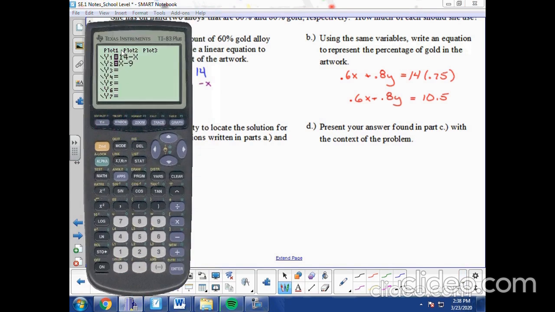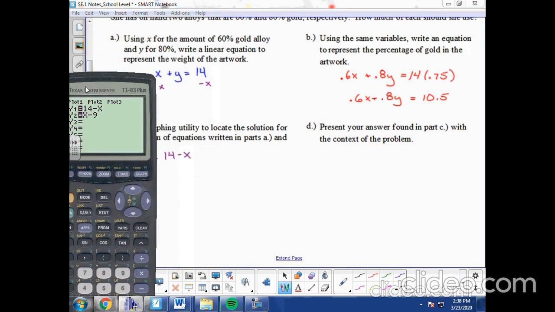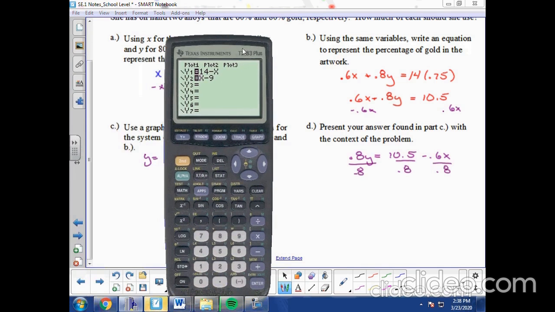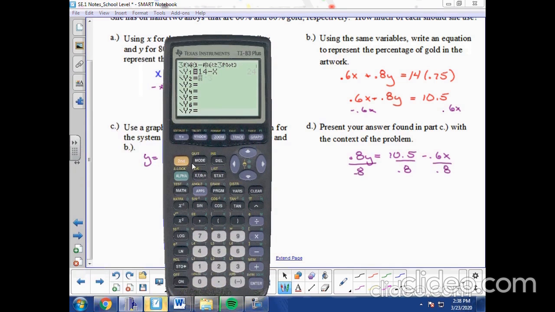Then for the other one, it takes a little bit more work. Subtract 0.6x, so 0.8y equals 10.5 minus 0.6x, but then I do need to divide by 0.8. So I'm going to come back to this graphing portion in just a second. Let me clear that out. So y would be by itself.